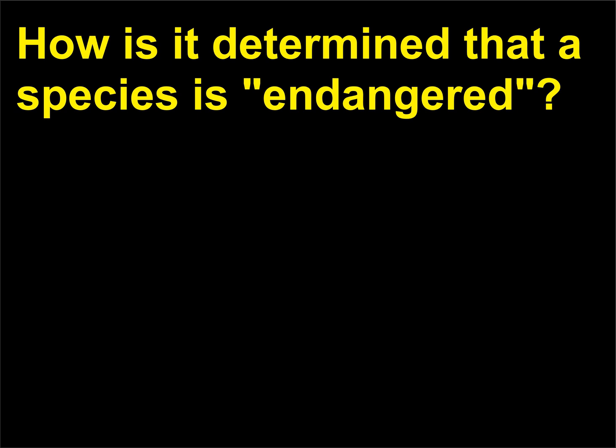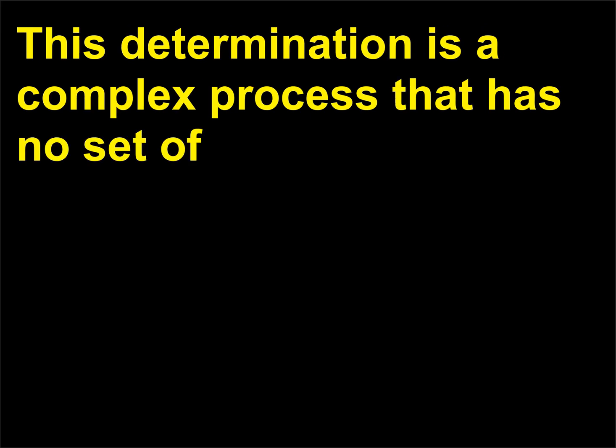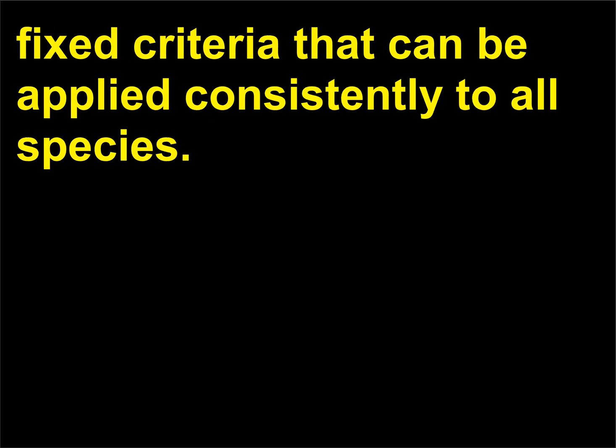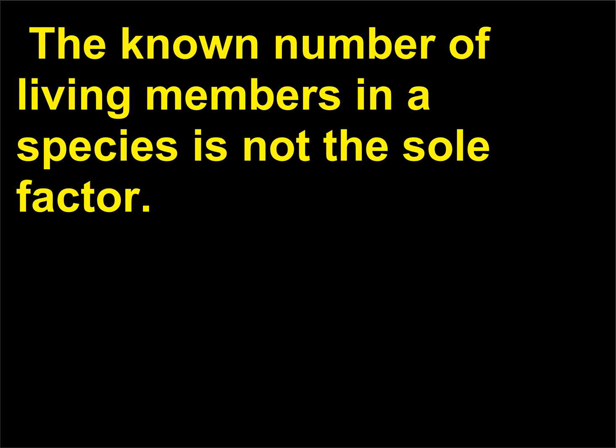How is it determined that a species is endangered? This determination is a complex process that has no set of fixed criteria that can be applied consistently to all species. The known number of living members in a species is not the sole factor.